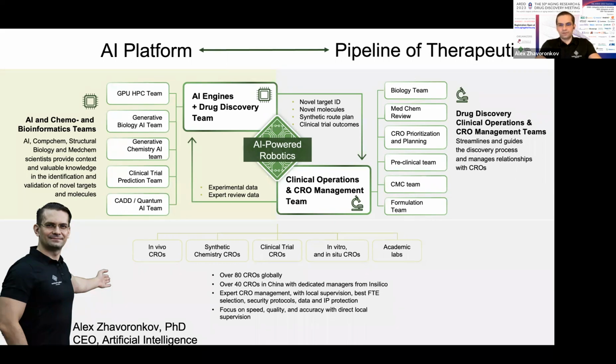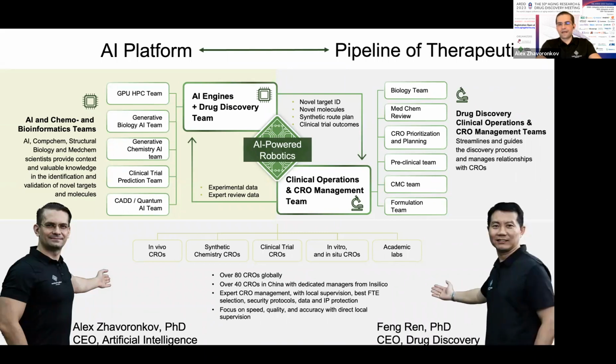But once we realized that we can now generate pretty good target hypotheses and generate small molecules with desired properties, I met Dr. Ren, who was at that time with a company called Medicilon, a large CRO doing work for us.